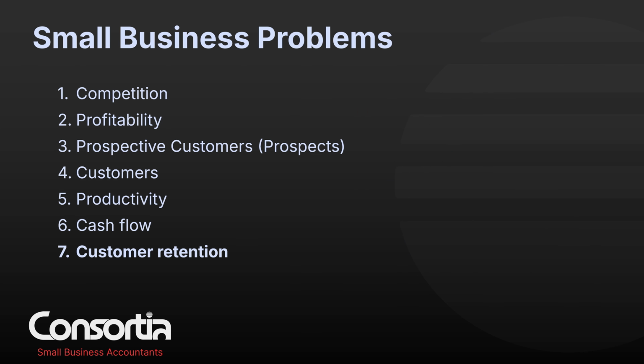So, as a reminder, when you look at the top problems small businesses have, it's these 7. Number 1, competition. 2, profitability. 3, prospective customers, or the lack thereof. 4, customers. 5, productivity. 6, cash flow. And 7, as we'll talk about today, customer retention.